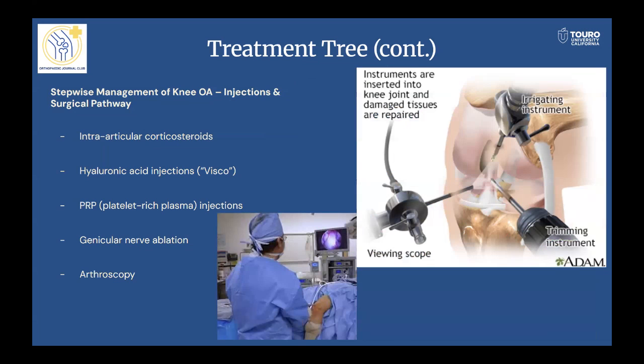Arthroscopy, one of the mainstays of orthopedics in general, is not recommended for OA. We use it if there's a true mechanical issue like a meniscal tear or a loose body in the knee somewhere that explains the pain, but not for general arthritic changes.